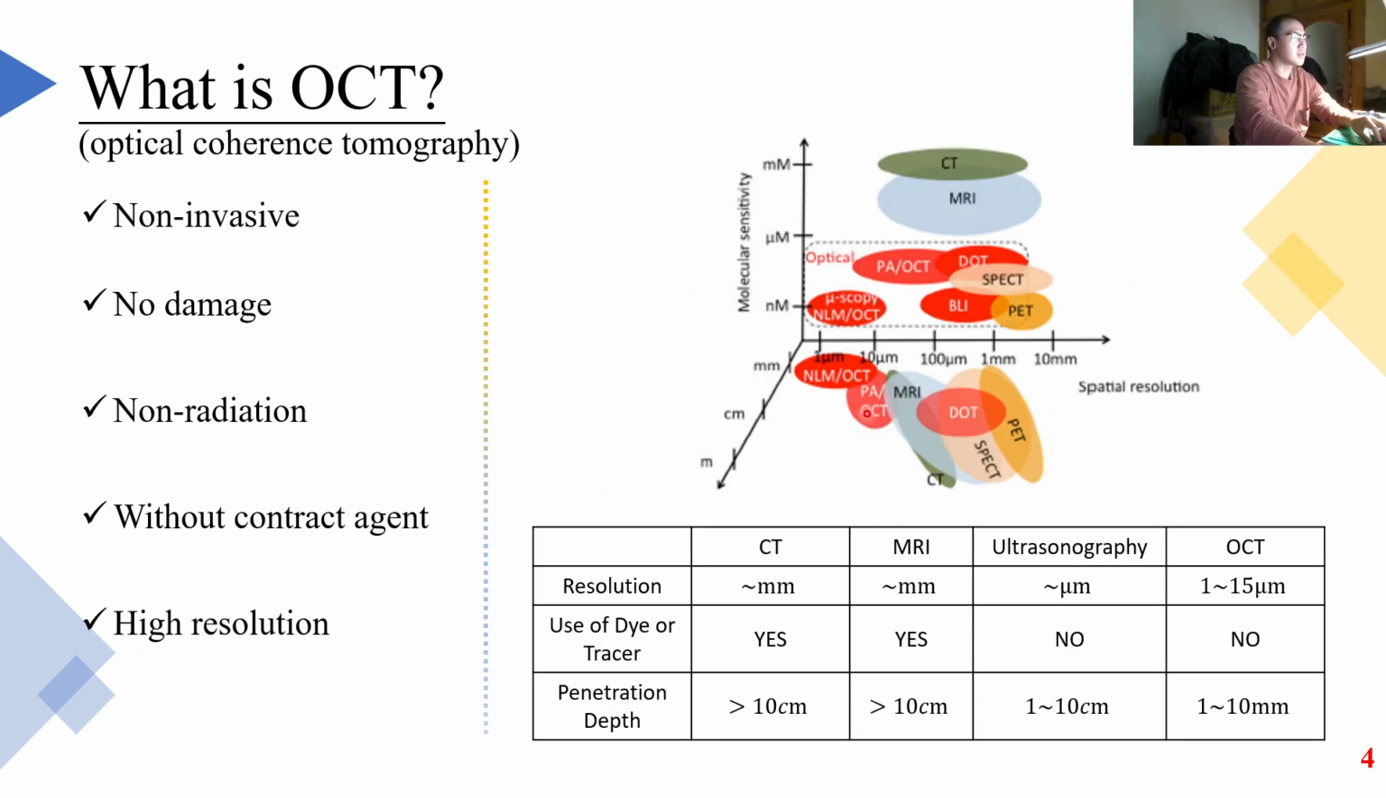On the right side, in the features table, we can see OCT has great sensitivity and spatial resolution. OCT has high resolution, you don't need to use dye or tracers, and the penetration depth is good. So OCT is very suitable for thickness imaging.